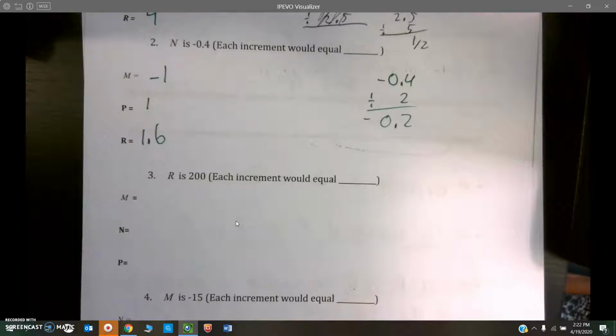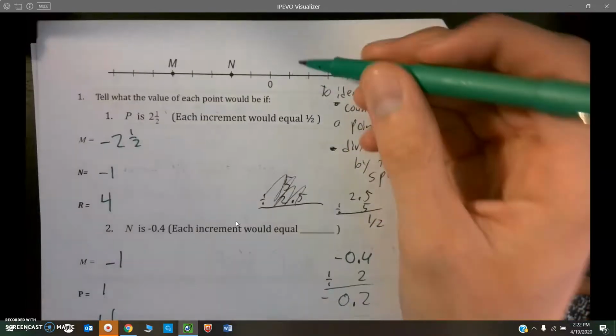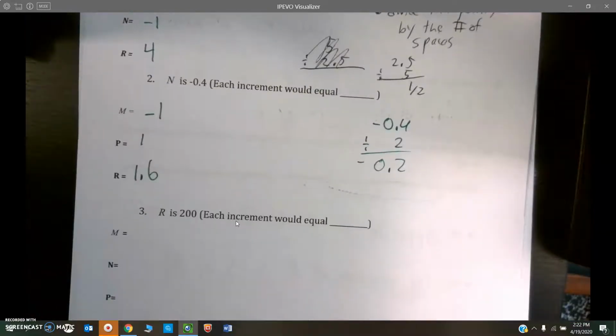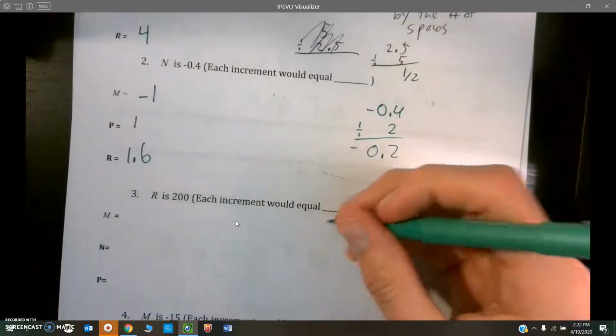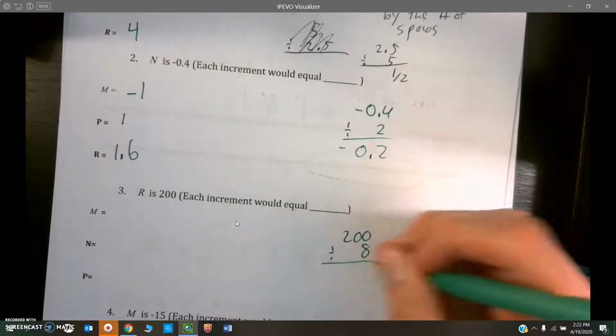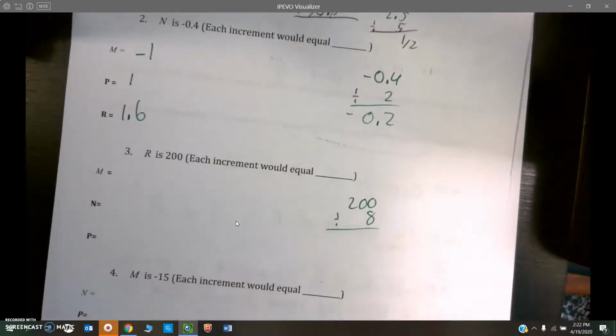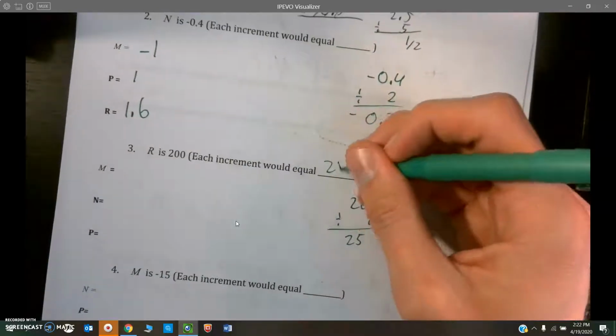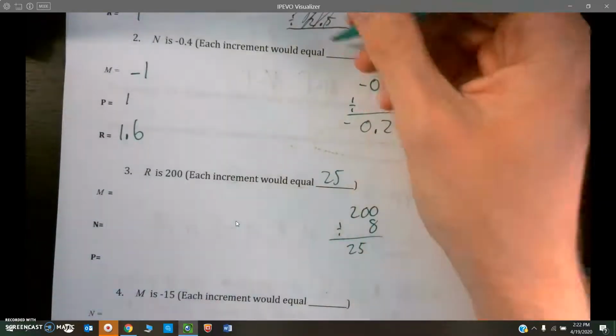Alright, so now for the next one, R is 200. And R is 1, 2, 3, 4, 5, 6, 7, 8 units away. So then we need to take its point, which is 200, and divide it by 8 to find out what each increment should be. And 200 divided by 8 is 25. So each increment then is counting by 25. So my bad for not putting that up here.